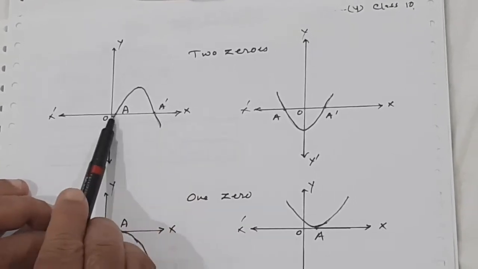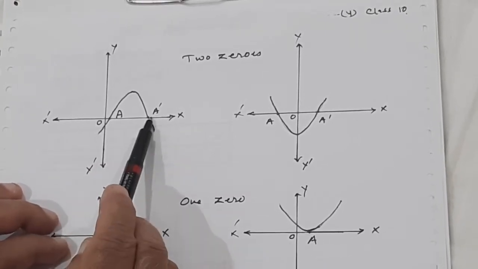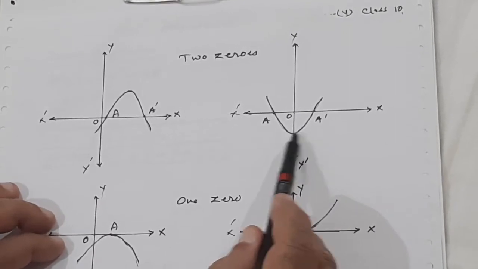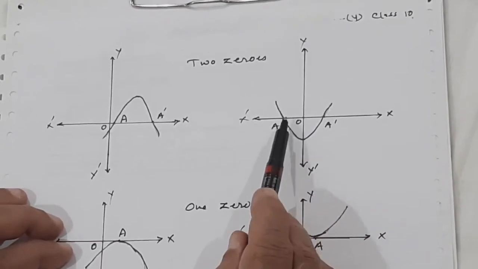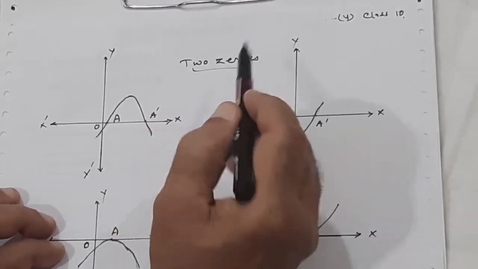So again it intersects the x-axis at 2 points. So A and A dash are the zeros. Here we have already seen this. In the earlier figure which I showed you, we already saw A and A dash. So how many zeros are here? 2 zeros. Here I have written 2 zeros.